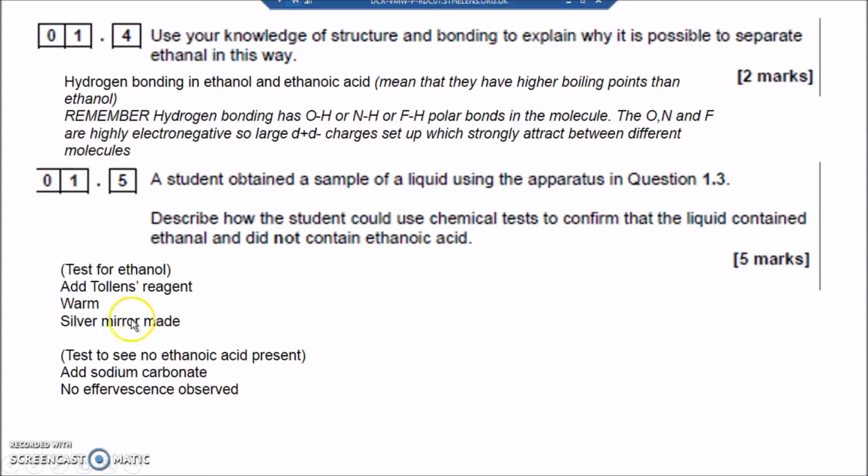Alternatively, you could add Fehling's solution and it would make a brick red precipitate, but this is the more regular test. Add warm Tollens reagent, a silver mirror test, and then it says did not contain any ethanoic acid at all. But you'd add sodium carbonate and you wouldn't get any bubbles. No bubbles or effervescence is observed. The word bubbles is fine. You can use the word effervescence if you want. It means the same thing.